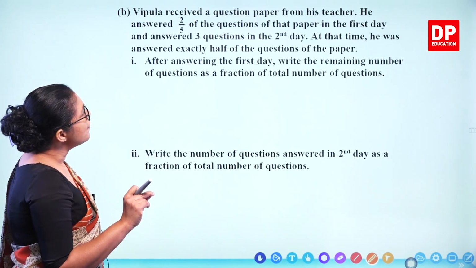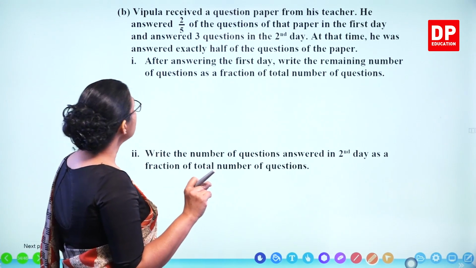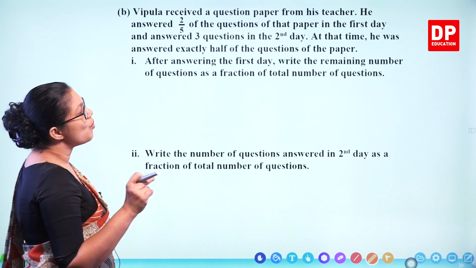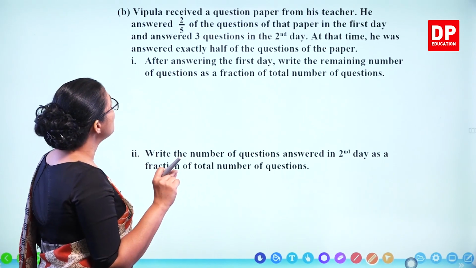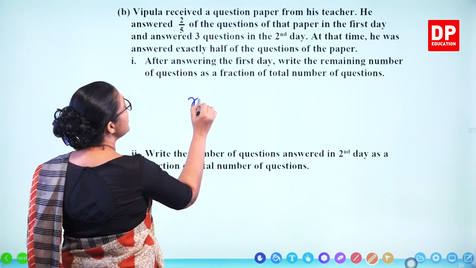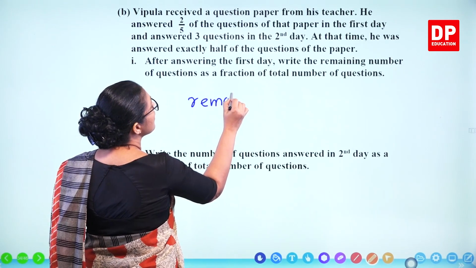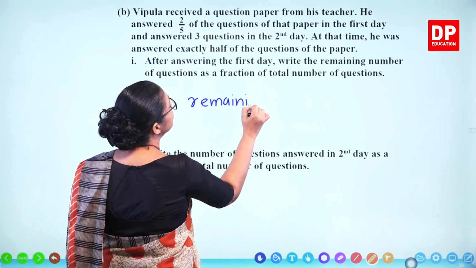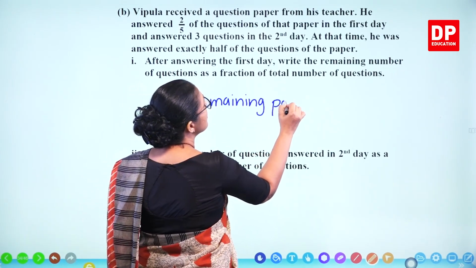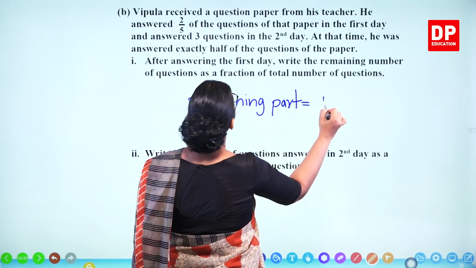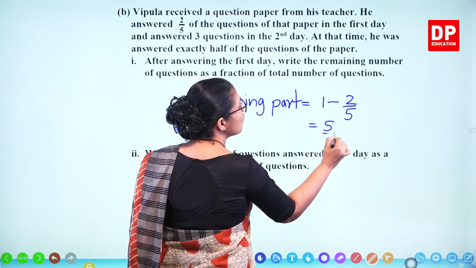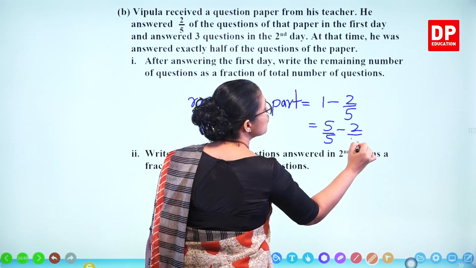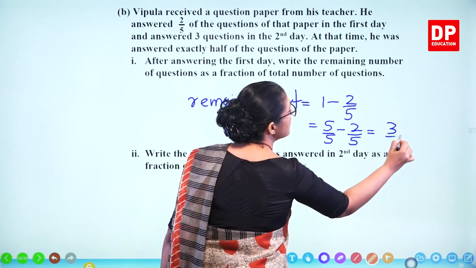After answering the first day, write the remaining number of questions as a fraction of total number of questions. So first day answered 2/5. So what's the remaining? Remaining part becomes 1 minus 2/5. So 1 you can write 5/5 minus 2/5 means 3/5.